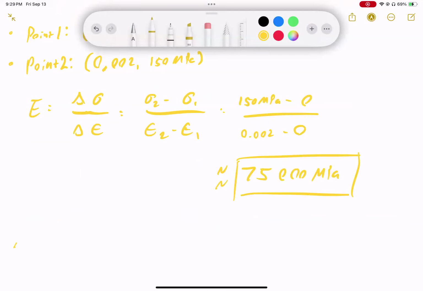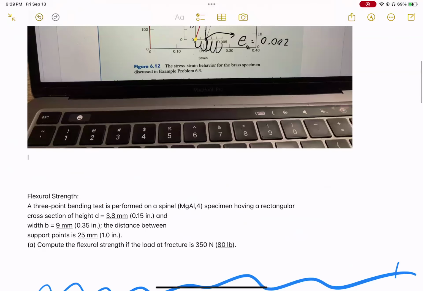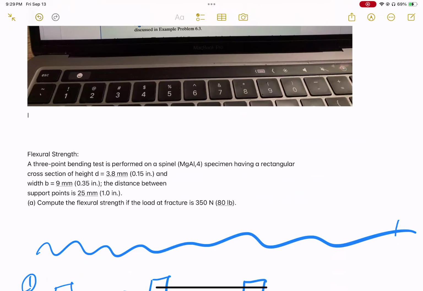So moving on to the last question, I'll do this in green. What does the last question say? So, oh, okay. So this is flexural strength. A 3-point bending test is performed on a spinel specimen having a rectangular cross-section of height d equals 3.8 millimeters and a width of b equals 9 millimeters. The distance between the support points is 25 millimeters. Compute the flexural strength. The load at fracture is 350 newtons.